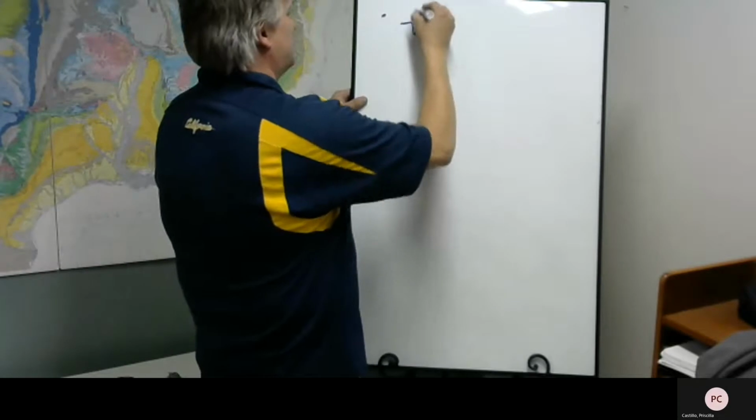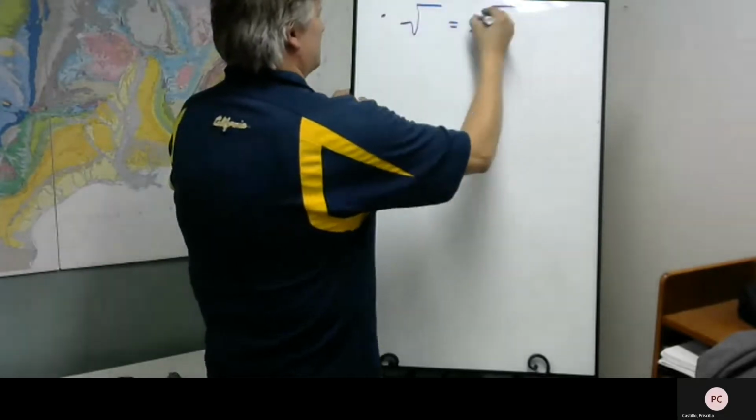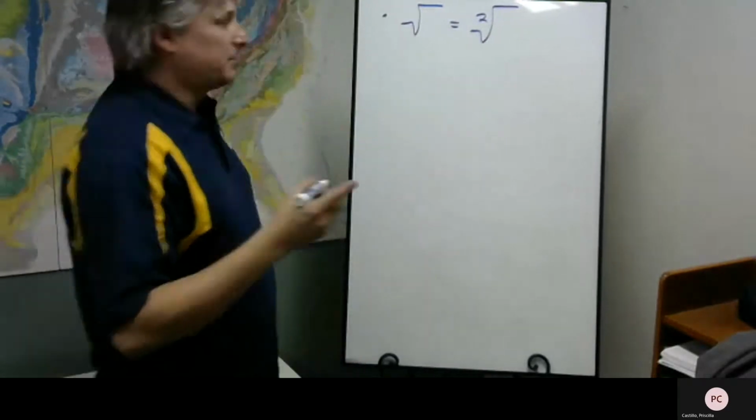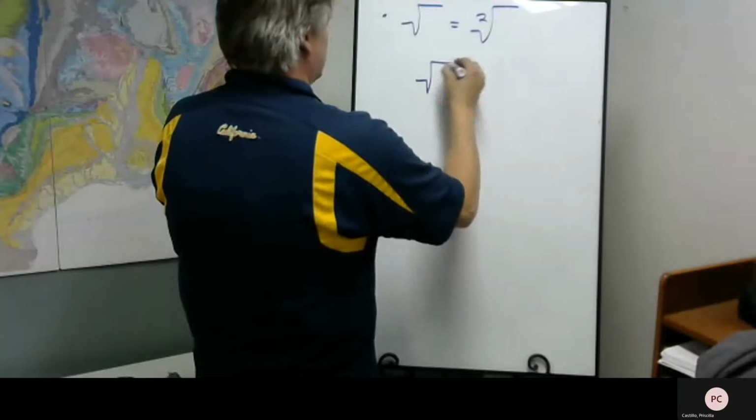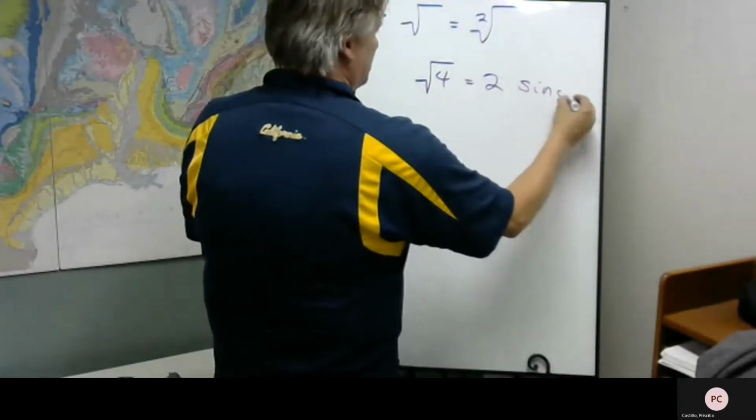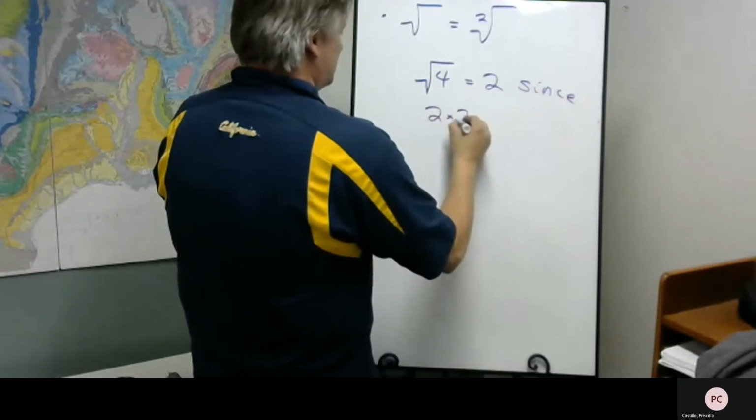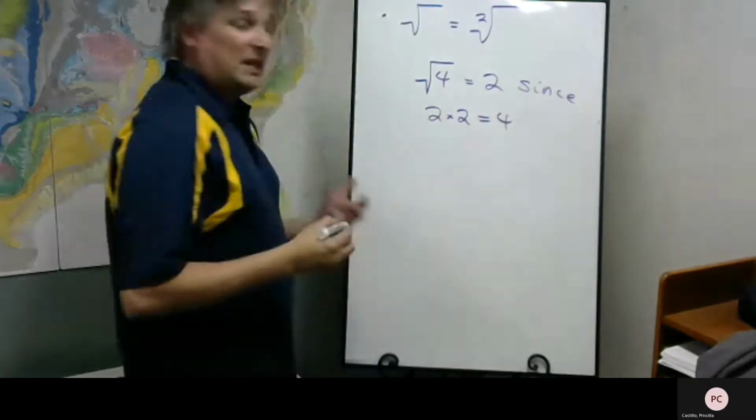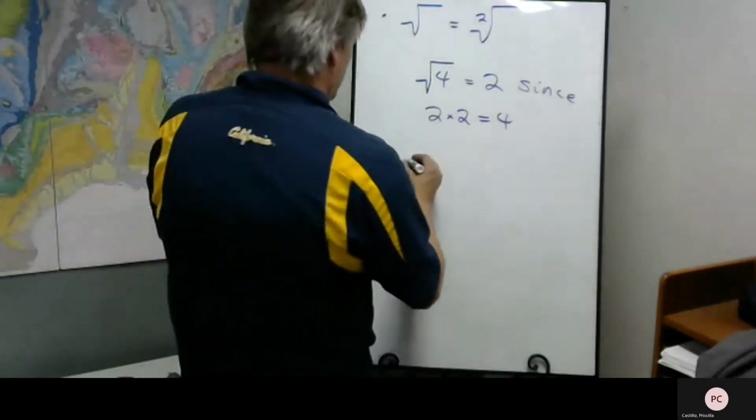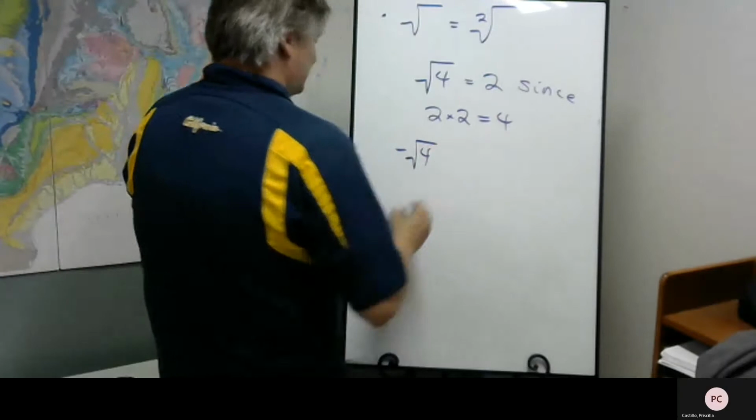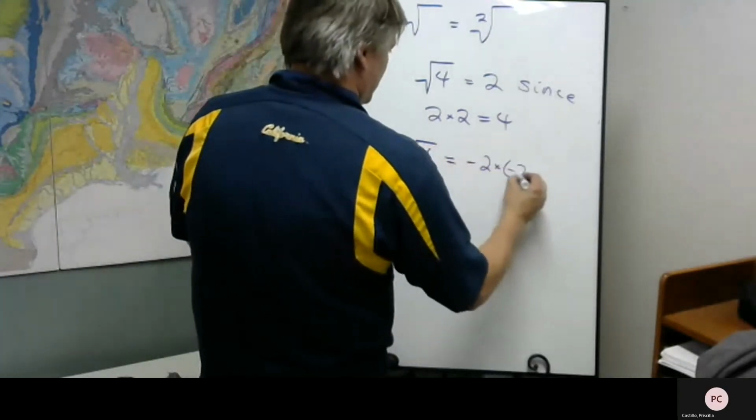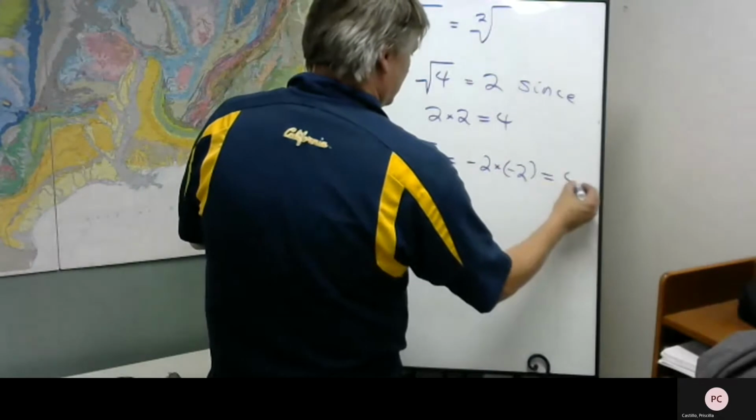So let's take a look at the square root, or the 2 root. We'll use this as sort of our stand-in. And let's take a look at the square root of 4. Well, it's equal to 2, since 2 times 2 is equal to 4. Also, it has 2 square roots. There's a negative square root. This is because negative 2 times negative 2 is equal to 4.